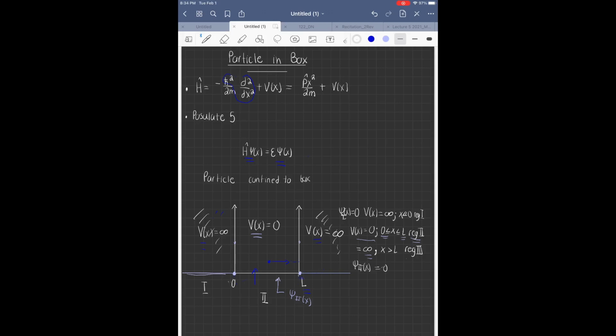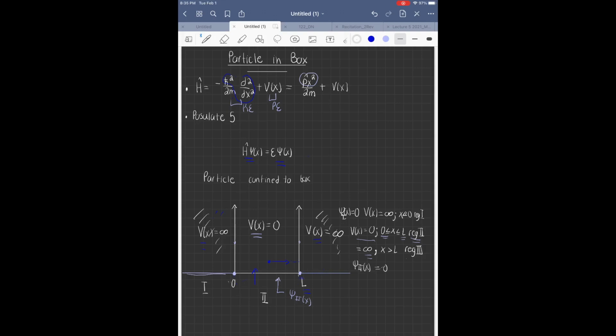So let me start off with a reminder of what the Hamiltonian is. The Hamiltonian operator is basically a double derivative, which is the kinetic energy, and this is going to be the potential energy. So it's just h bar squared over 2m times the double derivative, which is basically just the momentum operator squared over 2m. That gives you the kinetic energy plus the potential energy.